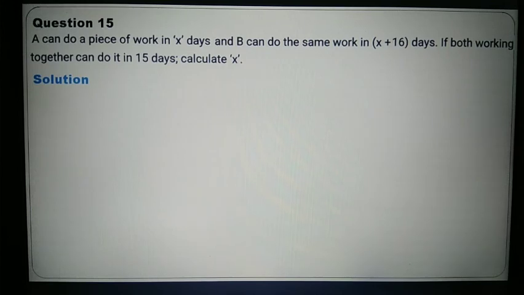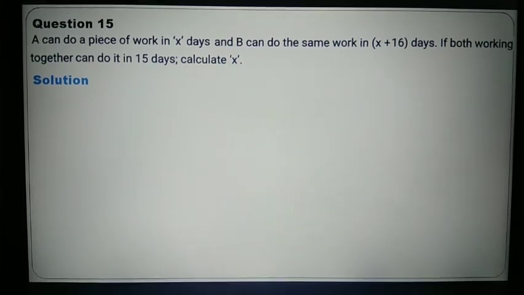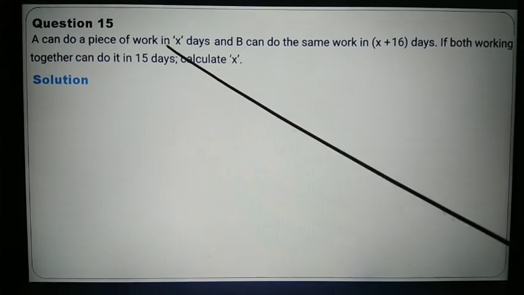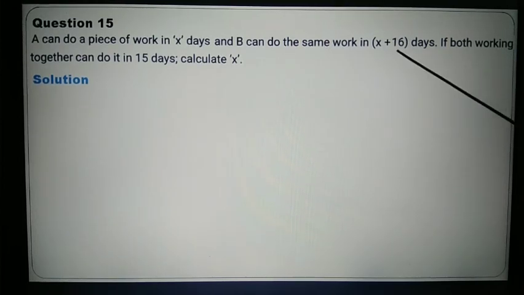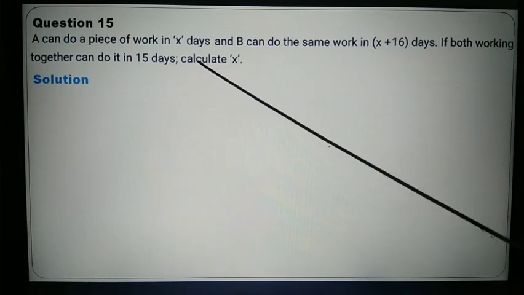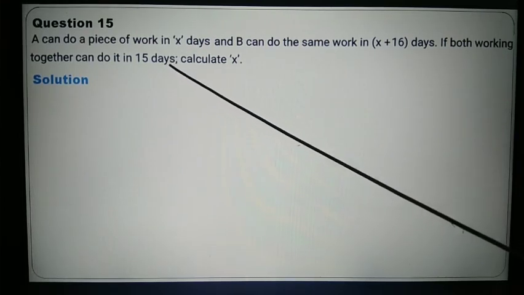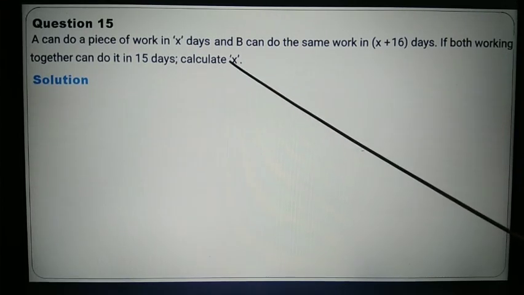Okay, so this kind of question you have already seen in your class 8. In this kind of problem, we find how much work will be done in one day. That's what we are interested in. It says that A can do a piece of work in x days and B can do the same work in x plus 16 days. If both of them are working together, they can finish the work in 15 days. You need to calculate the value of x.